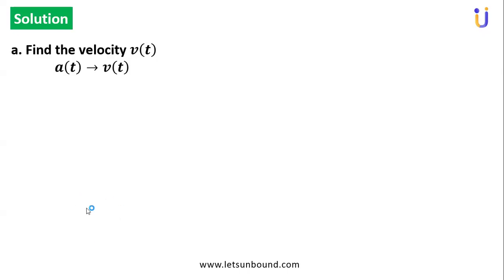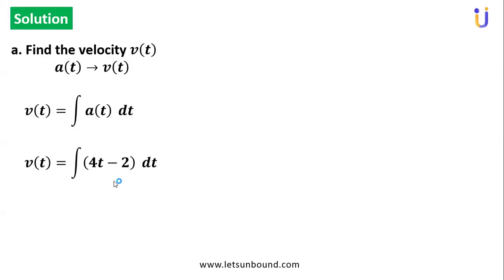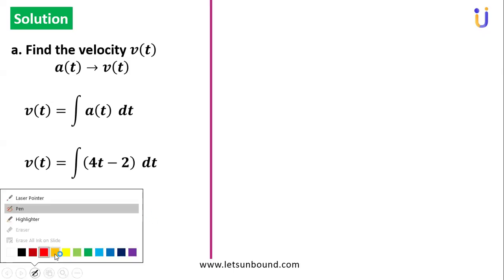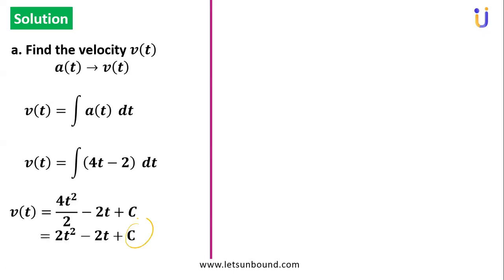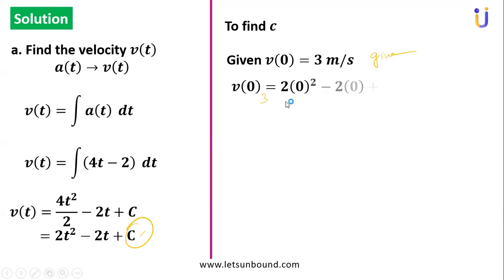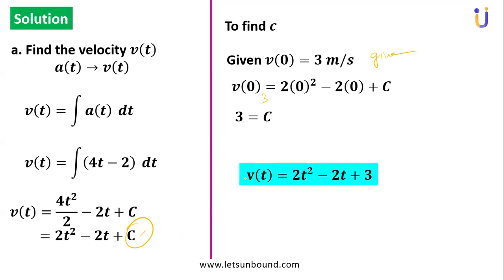Find velocity, a of t to v of t is just integrate a of t. And my a of t is 4t minus 2. Integrate, just apply the power rule and make sure you are adding this constant. Okay. Right. So this is important. And next step, this is not a unique answer, right? So we need to find C. For that, they have given a clue. When time is 0, velocity is 3. This is given to us, right? So you just plug in t equal to 0 and velocity is 3. You can just plug in to find the C. So C is 3 and you just replace the C with 3. This is your v of t, right? We got v of t.